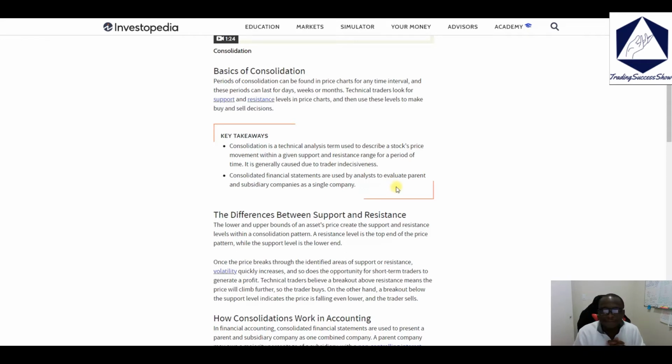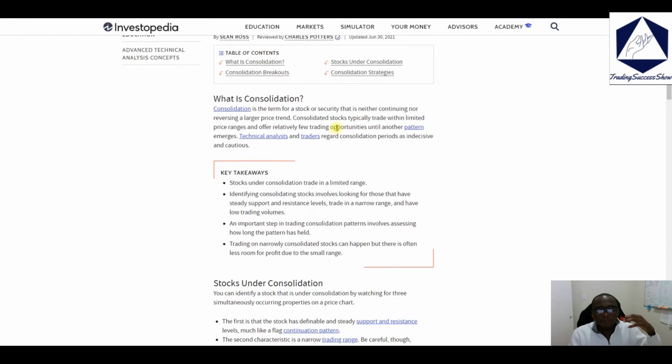single company, right? So right now what I'm thinking about is I'm going to show you guys how to identify stock in a consolidation phase, and I will run through different charts on Finviz to give you an idea what they look like.